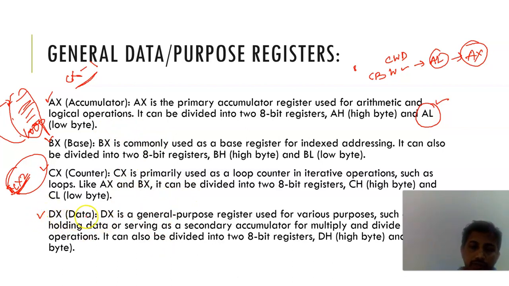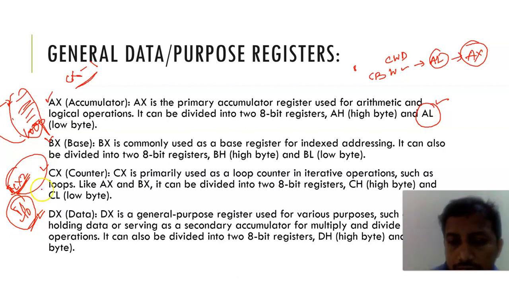In addition to that, there is one more important use of the DX register. When you are going for IO port addressing, that is, when any peripheral is to be connected, we make use of this DX register. DX register will hold the address of the port. When you are going for variable port addressing, we store the address in the DX register.